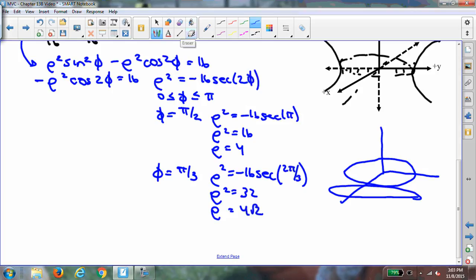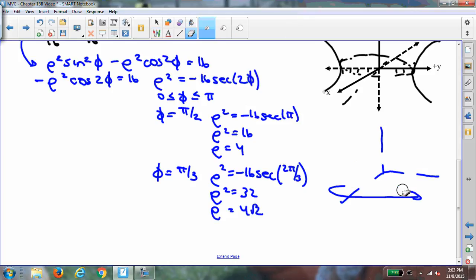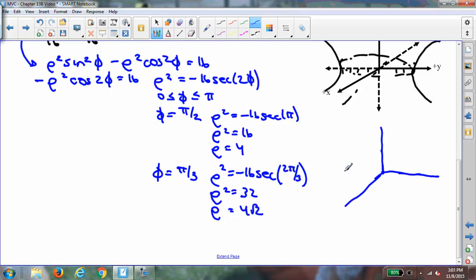Now, this is not the greatest drawing, so let me try to redraw it again. So when phi equals pi over 2, I should have a circle of radius 4. When phi equals pi over 3, actually that's up here, I'm going to have a circle of radius 4 root 2.